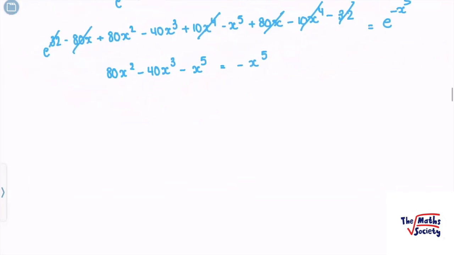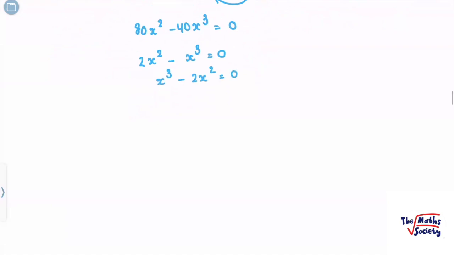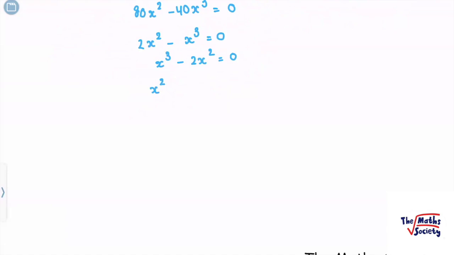So if you move this one, it's just going to cancel them out. So that's going to be 80x squared. Oh, sorry, 80x squared minus 40x cubed, and that's going to equal 0. So we can divide it. So it's going to be 2x squared minus x cubed equals 0. I'll just write this way just to make it easier. Equals 0. And then if you take out x squared, it's going to be x minus 2. That equals 0.